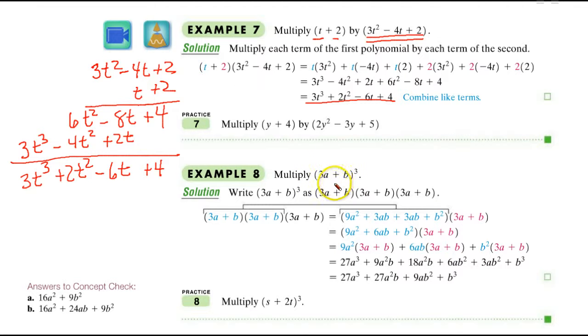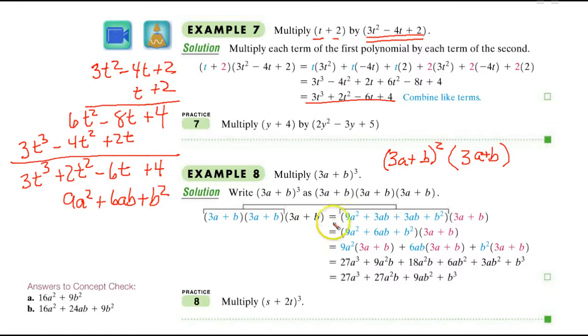Now for this one, again, it's just a little tedious. I would think of it as this: 3a plus b, the quantity squared, times 3a plus b. So instead of writing it 3 times, I've written it twice, keeping this in mind. Now I'm going to do this the special way. Square this, and that gives me 9a squared. Multiply these two together. This gives me a 3ab positive. Double it gives me a 6ab, and square this last term. And that's what they have right here.